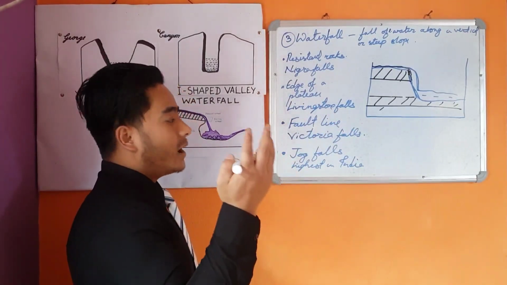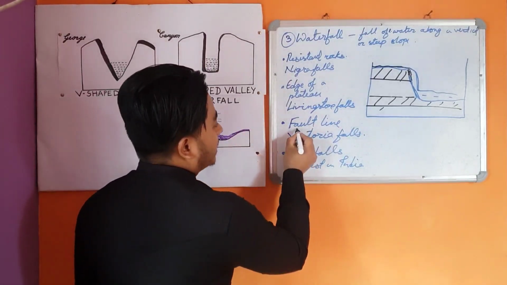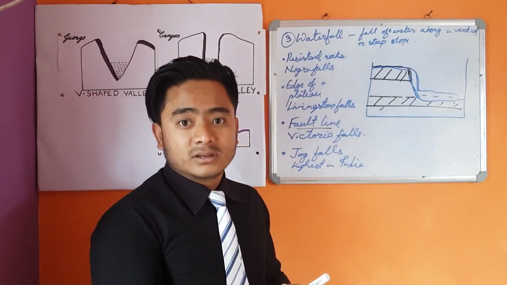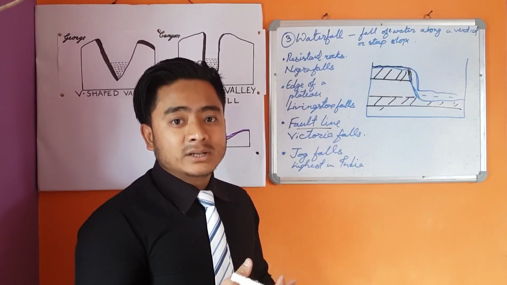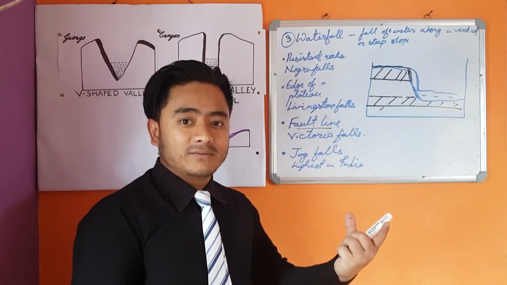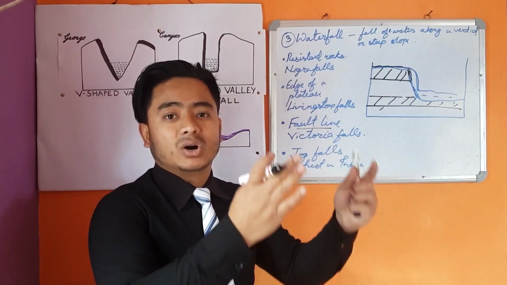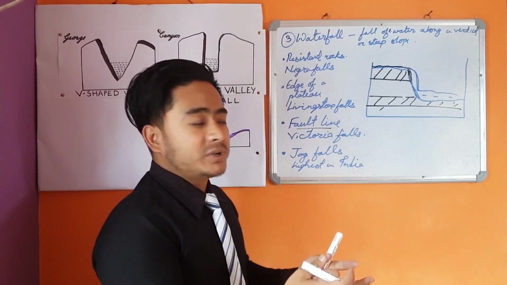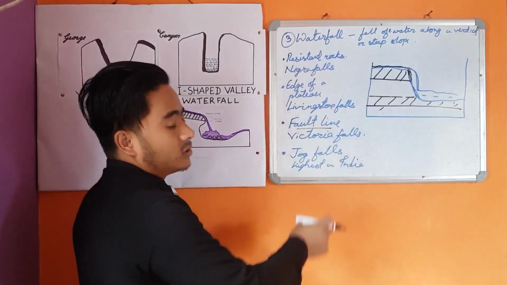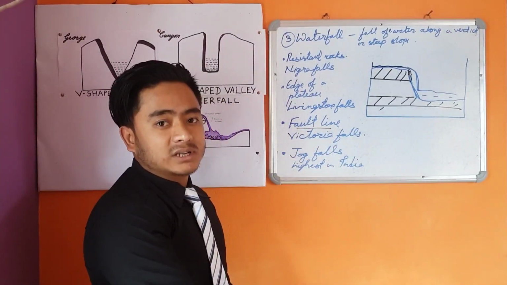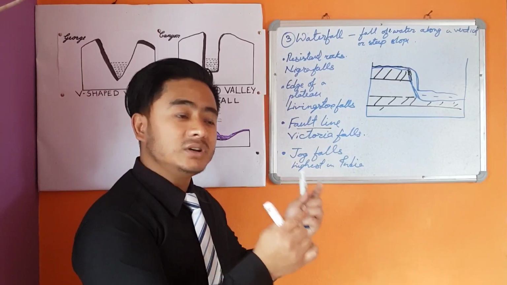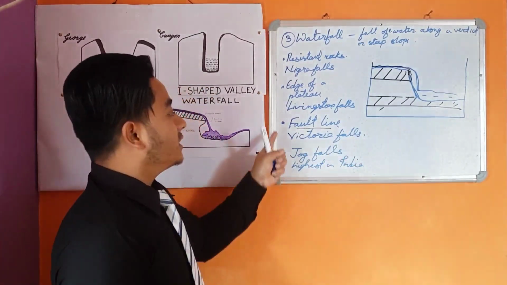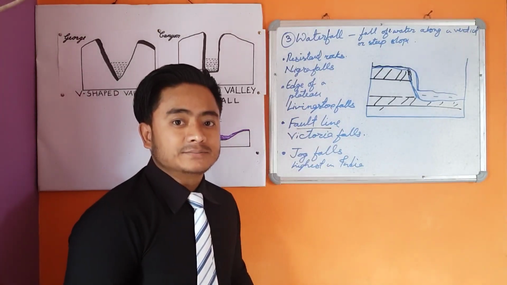Now the third way how the waterfall is formed is fault line. See, what is a fault line? Fault line means the break or the cracks that are produced in the process of faulting. So due to the presence of the fault line, also the water falls from a sudden height, that leads to the formation of the waterfall. Victoria waterfall is an example of a waterfall that is formed due to a fault line.